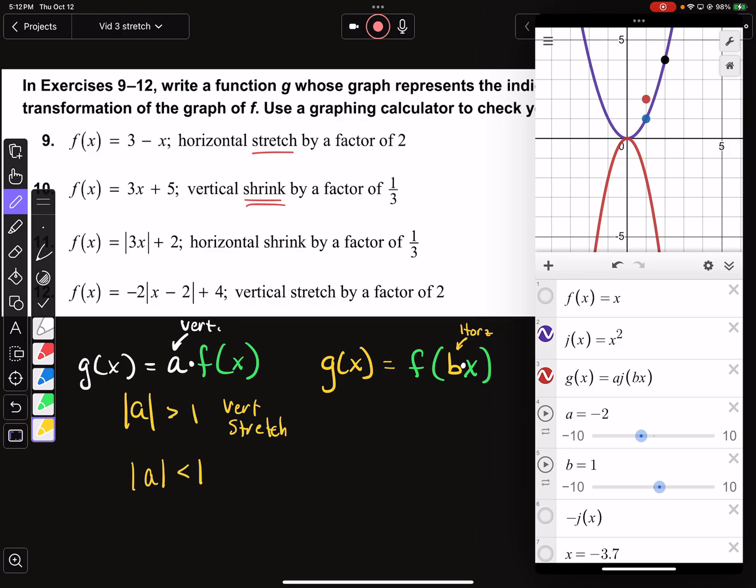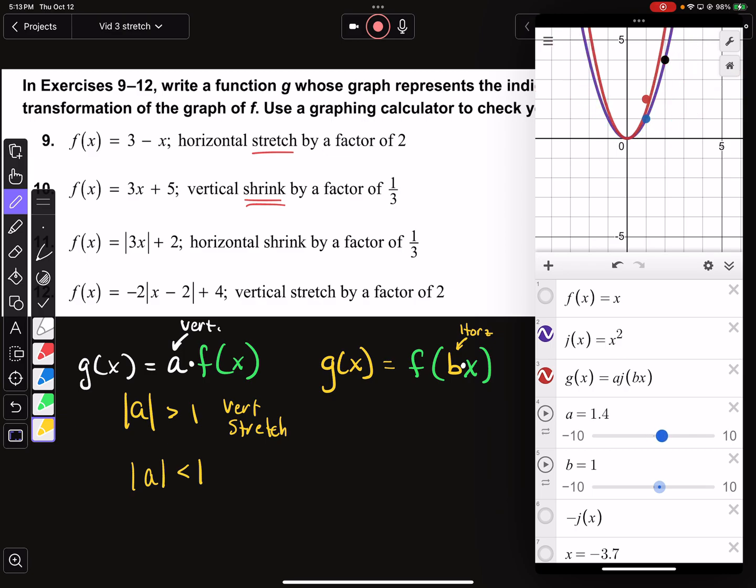But if the a value is less than 1, or its absolute value is less than 1, so now we're talking like a half or negative a half, because negative half, absolute value is a half. It's less than 1. So if we're using these fractions less than 1, now we get wide stretches. Here I'm negative, so I'm wide and upside down. Here I'm positive, but I'm wide because I'm using a 0.7, a 0.5, a 0.3. Okay, so that's how that works.